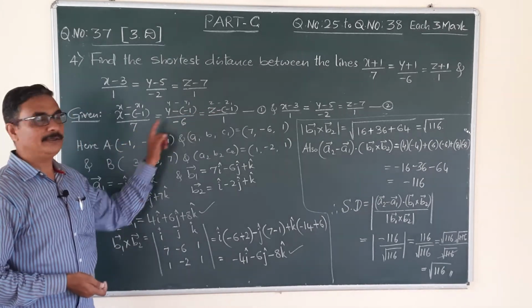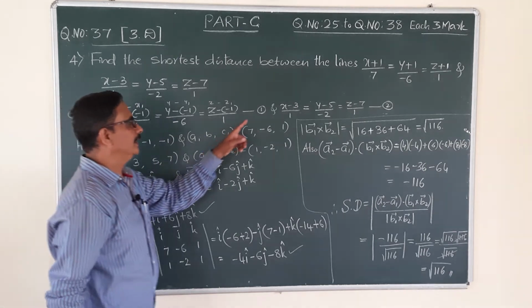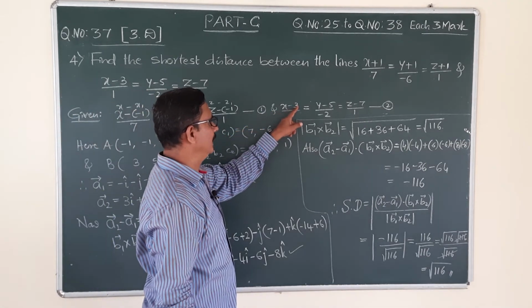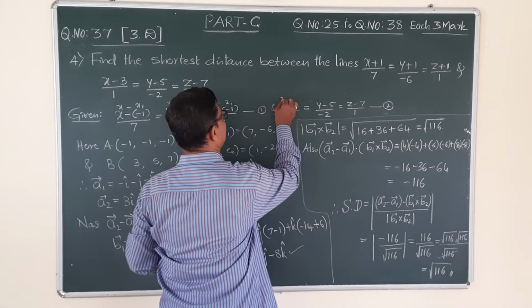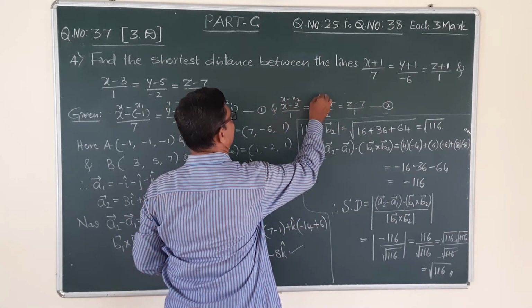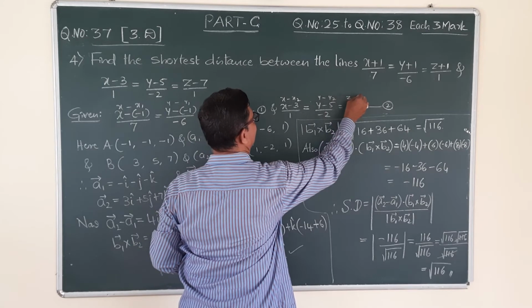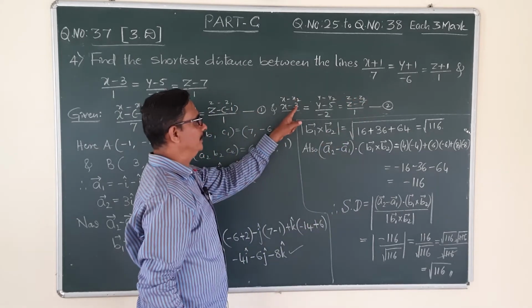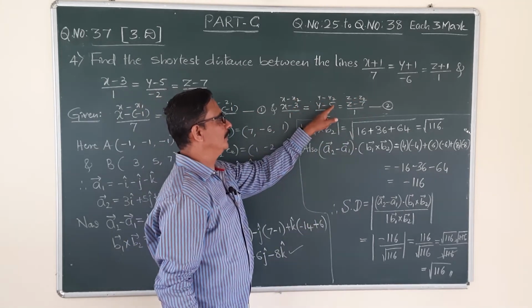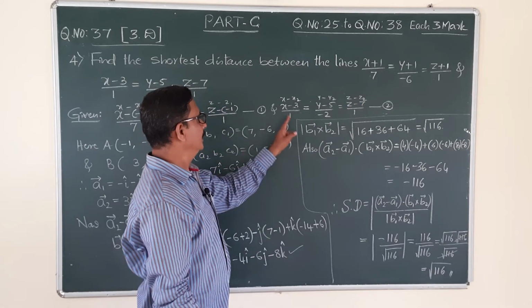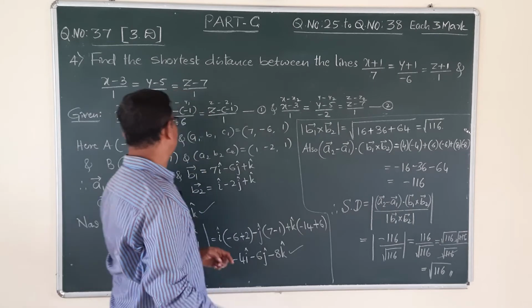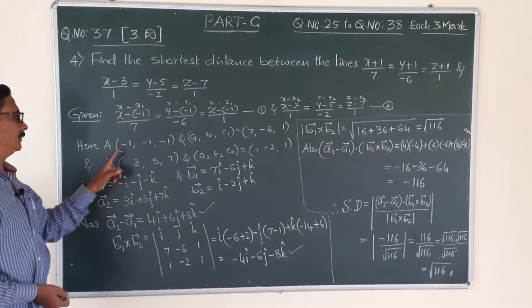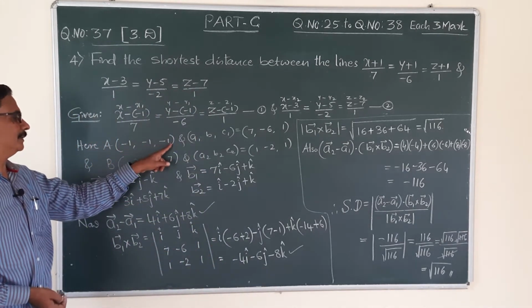These are a1, b1, c1 direction ratios. Here x minus x2, x2 value 3, y minus y2, y2 value 5. This is x minus x2, this is y minus y2, z minus z2. x2 value is 3, y2 value 5, z2 value 7. Now here denominator values are a2, b2, c2 direction ratios. Therefore, position vector a1 is equal to minus 1i, minus 1j, minus k.